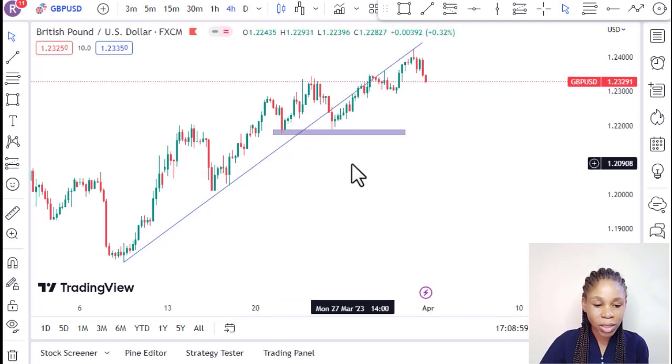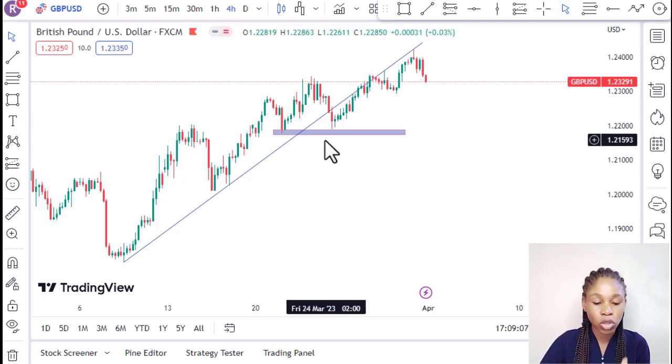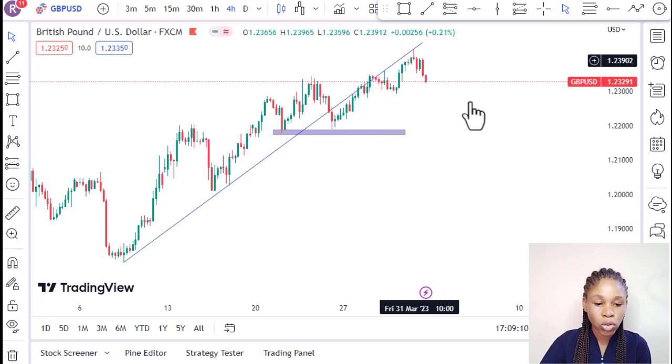You need to understand that the break of trend is not always a change of trend. Don't worry, as we proceed, I'm going to explain this. I'm going to elaborate on this. Break of trend is not always a change of trend. So as we can see, price continues to the upside.